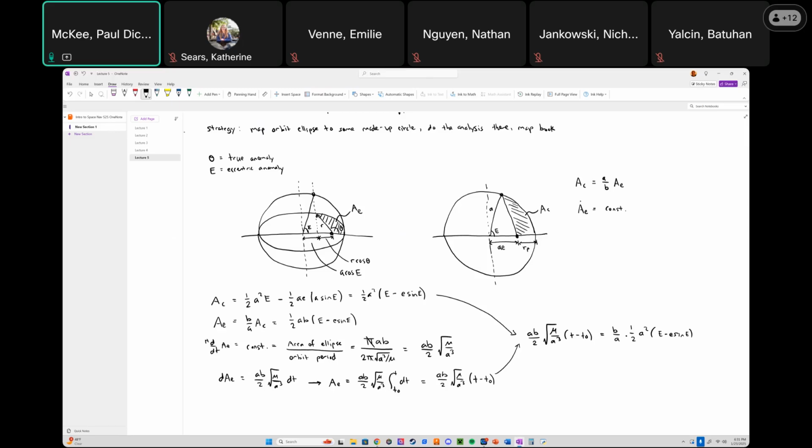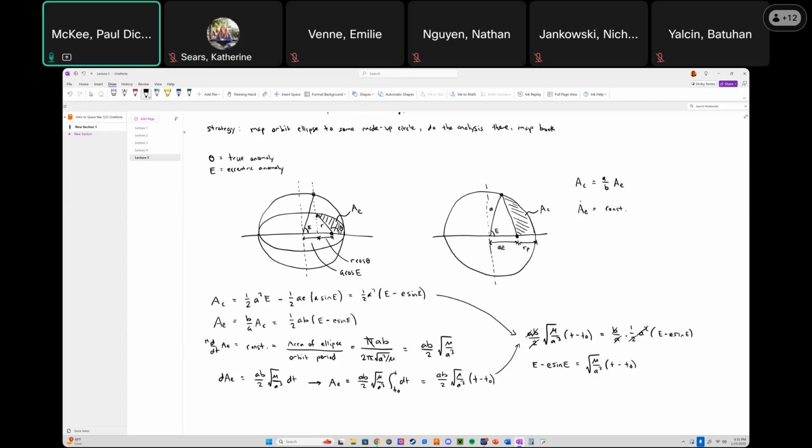Okay, let's simplify a few things here. So this A cancels with this A squared. This B cancels with this B. And let's see what else. This A cancels with this A. And this 2 cancels with this 2. Oh, things are getting a lot simpler here. And so what we find, and I'm actually going to switch the order here just to make this a little bit more familiar, is E minus E sine E is equal to square root of mu over a cubed (t minus t naught).